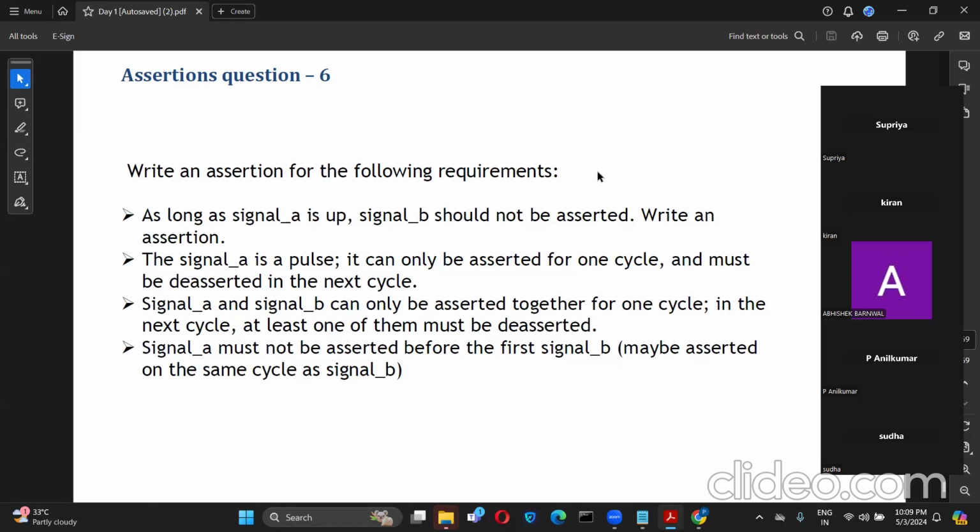So Sudha, you can ping me if you want any more things about SystemVerilog and UVM. I can guide you. Yeah, sure, ma'am. You can ping me by taking the number from the group.